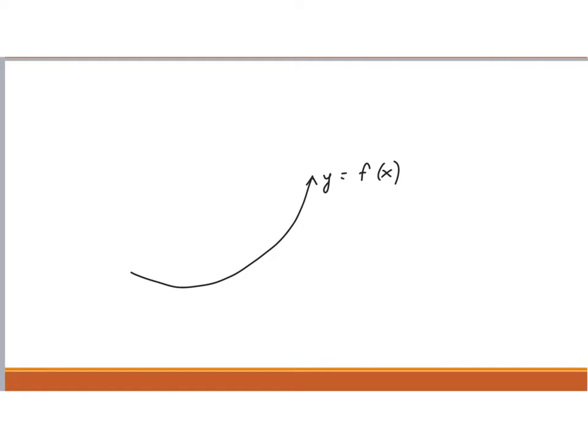Before we solve the problem, recall that if this is the curve and we have a line tangent to the curve at the point A, then the line normal to the curve at the point A is the one that is perpendicular to the tangent line at point A.